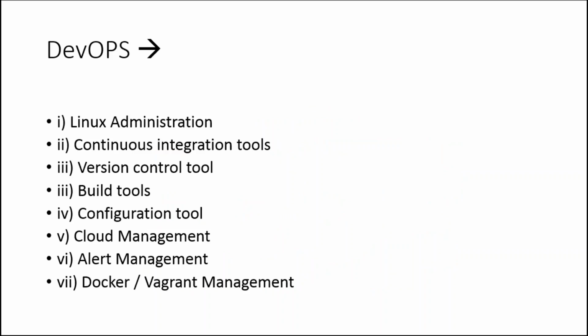Let's get into the syllabus. The below are the topics that we're going to have during our entire sessions. The first one is Linux administration, continuous integration tool, version control tool, build tool, cloud management, alert management, Vagrant and Vagrant management. See, these are generic terms with respect to DevOps. They have many distributions. For example, if I say Linux administration, there is Ubuntu administration, Red Hat, CentOS, Caldera, many versions. We'll be seeing about CentOS.